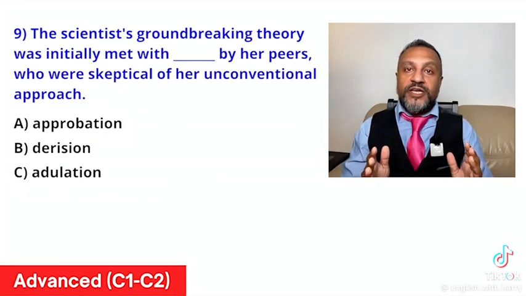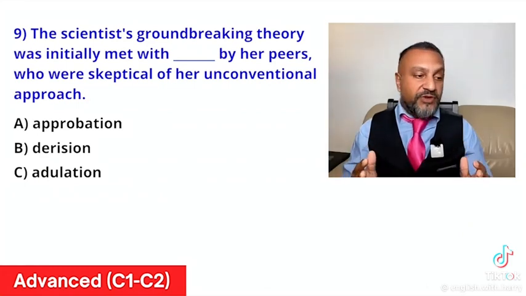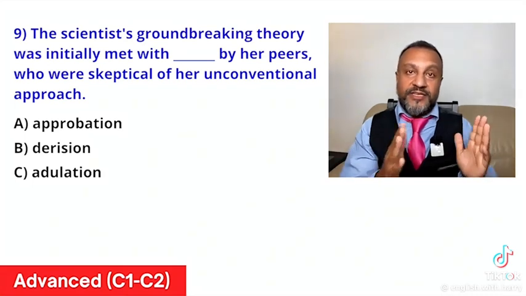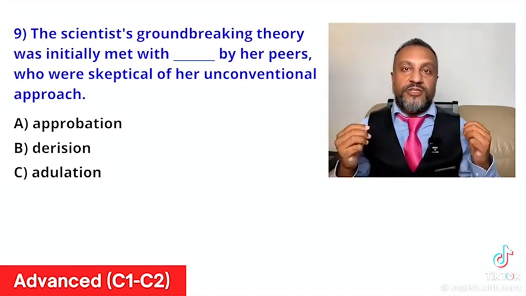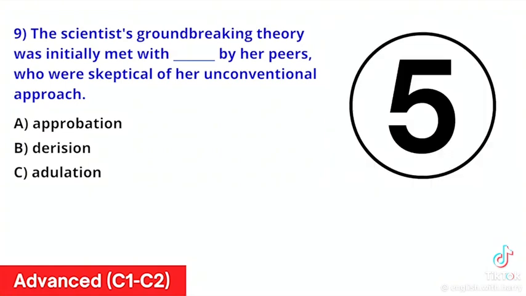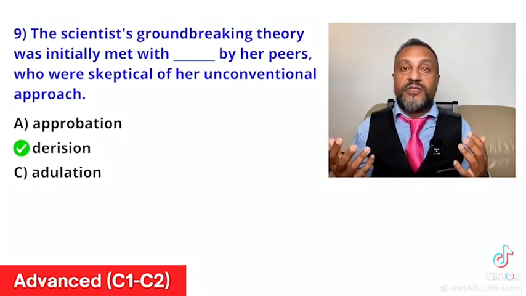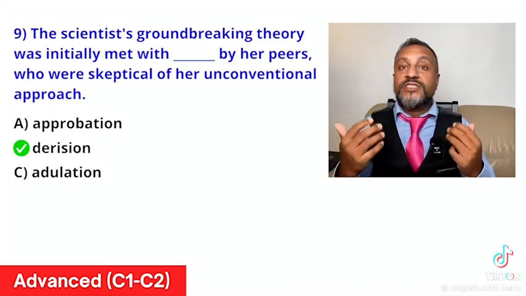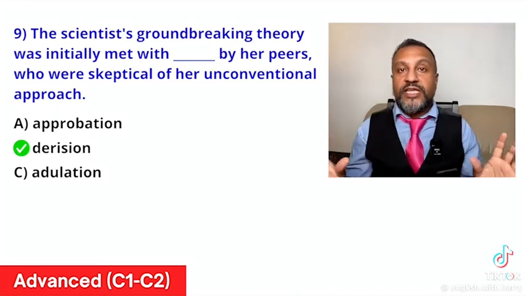Choose the best word to fit the sentence. The scientist's groundbreaking theory was initially met with blank by her peers who were skeptical of her unconventional approach. Approbation, derision, adulation. The correct answer is derision. So derision means to make fun of someone. Here they were skeptical of her, they were unsure, so they were making fun of her approach in a mean way.